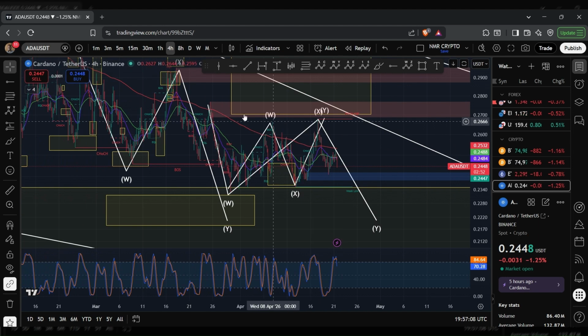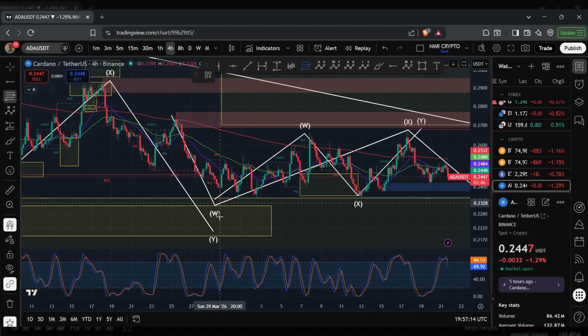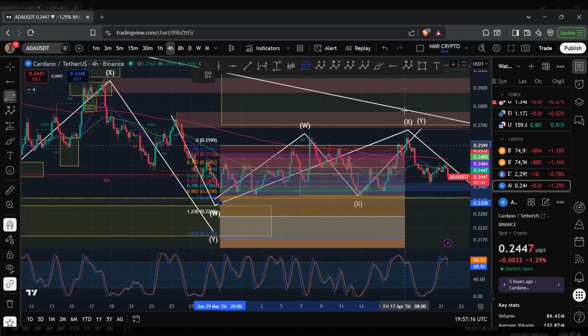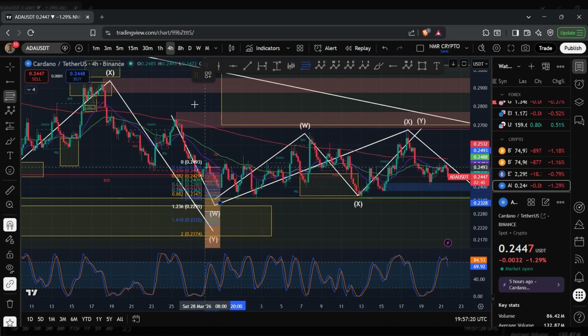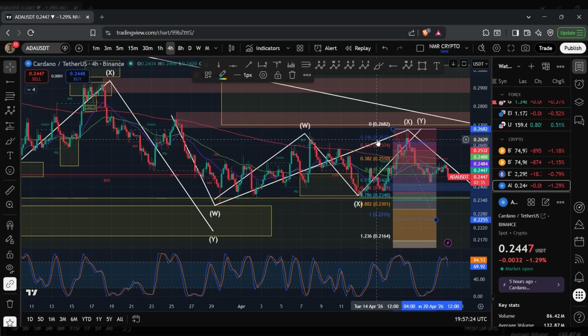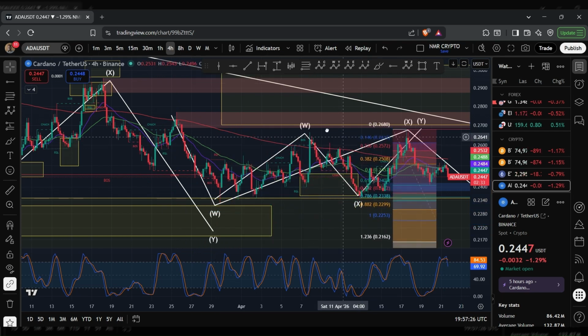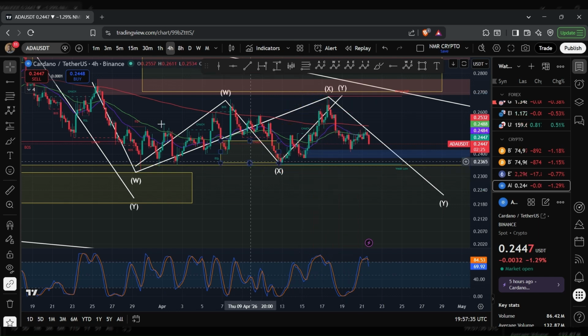And so assuming that this structure is in play, what I'll do is I'll set out the Y wave target, which would usually retrace anywhere between 1 to 1.236 of the W wave. And so if I bring the fib tool down to 26.8 cents, what you can see is the price of ADA has the potential to reach anywhere between 21.62 cents to 22.53 cents. And so, yeah, this here is the bearish setup.